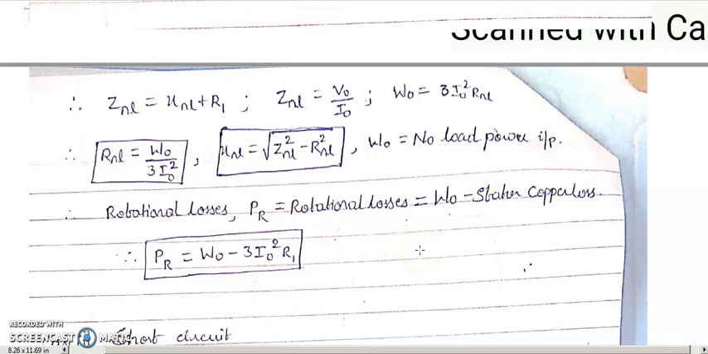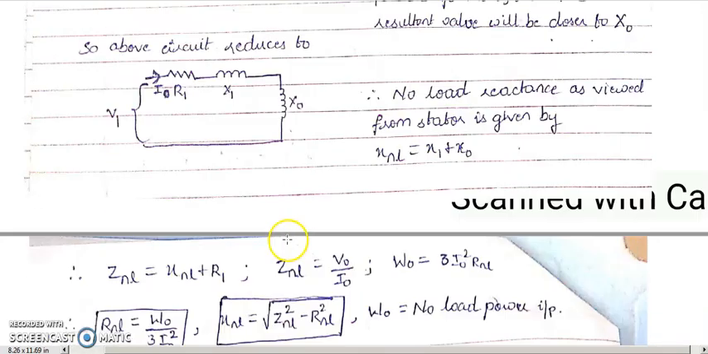What are rotational losses? Iron loss, friction loss, as well as windage loss. If I subtract the stator copper loss from W0, I get the rotational loss, which includes iron loss, windage loss, as well as friction loss. So that's why it is written here: PR is equal to W0 minus 3 I0 square R1. We know that stator copper loss is characterized by the formula I square R, and with 3 phases it is 3 I0 square R1. I0 is the no load current, and R1 is the stator resistance, which we know.